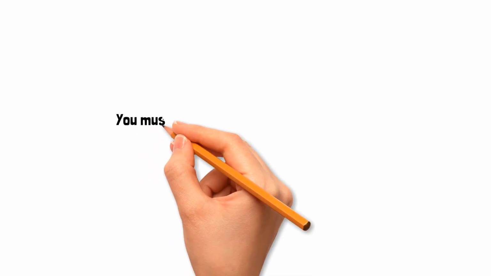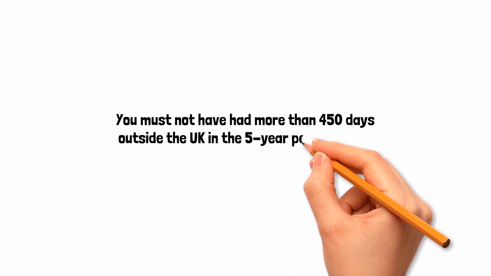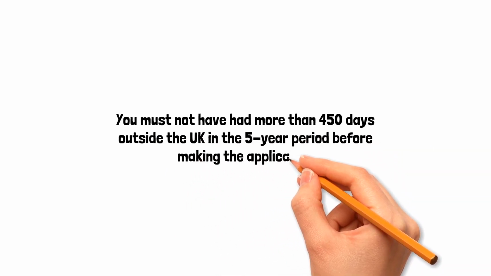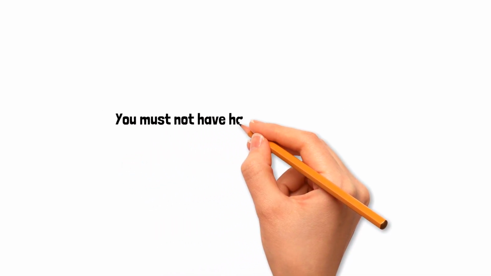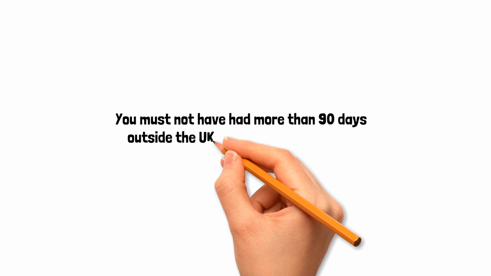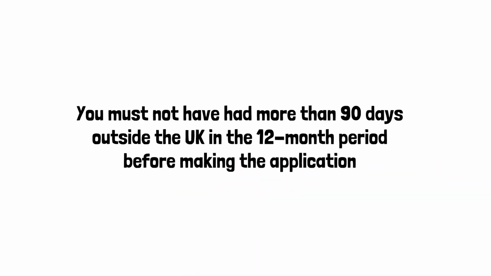And the residence requirements include that you must not have had more than 450 days outside of the UK in the 5-year period before making the application. And they also say you must not have had more than 90 days outside the UK in the 12-month period before making the application. But there is a discretion to disregard absences in excess of those limits. And these are divided into absences over the whole 5 years and absences over the last year.